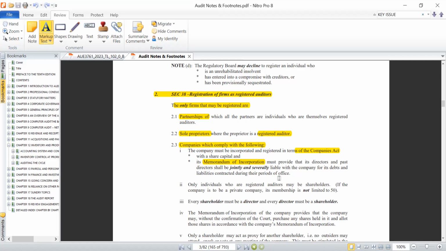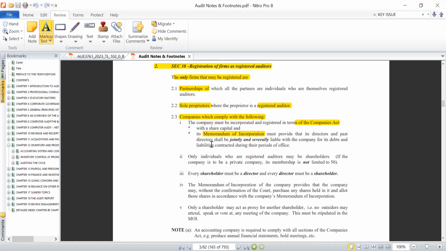Because with audit firms, you've got small firms, small-medium firms, and then you've got the big ones, like your big five, your PwCs, your KPMGs, and so on. Those are big firms, so they are like public entities in the sense of size. If it is a smaller one, it needs to only have individuals who are registered as auditors become shareholders. And for every shareholder, there must be a director, and every director must be a shareholder. Under normal circumstances, if you're an audit partner, you would also be considered one of the directors in that firm.